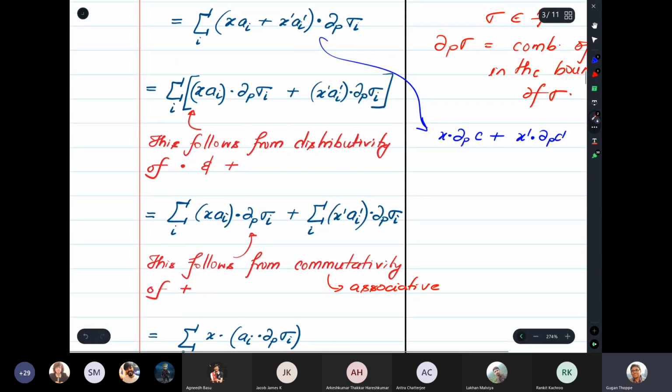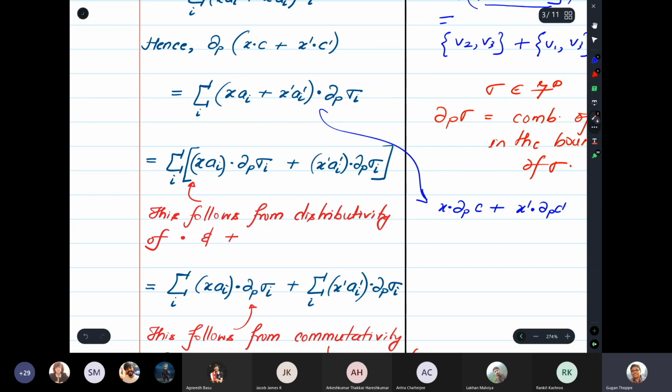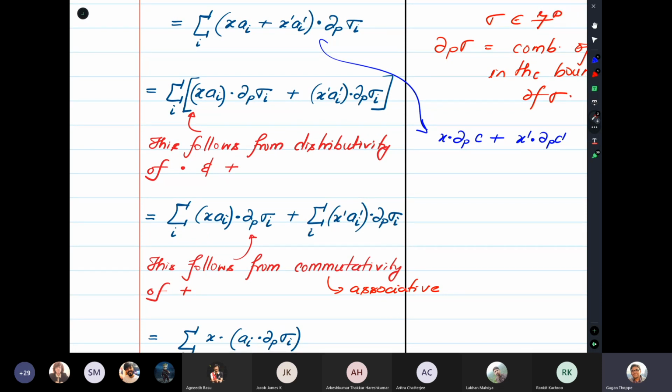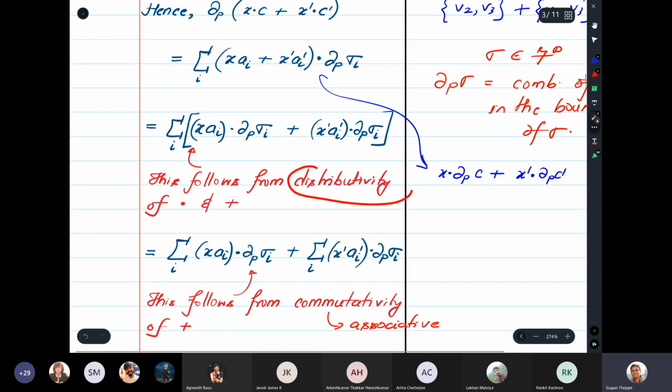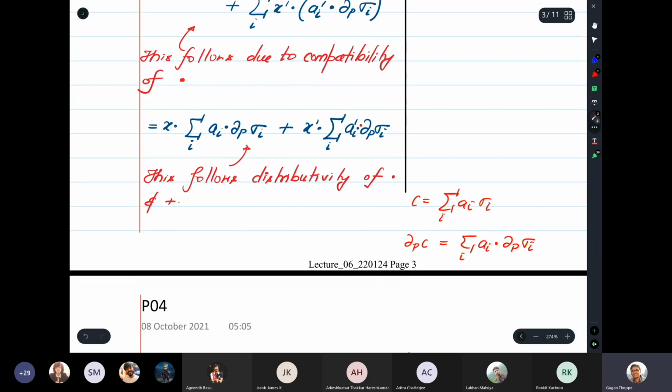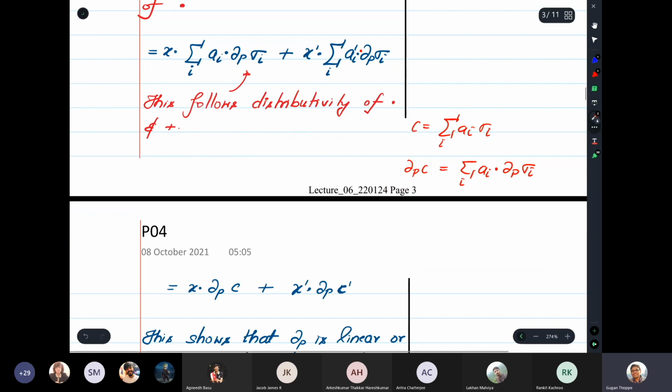I request you to verify it, but it is important that you understand why each of these properties make sense. We just don't define it for the fun of it, or just because somebody else is defining it. Each and every definition has some purpose, and we are fully utilizing that purpose over here. Is this okay? So I request you to go over it and make sure that you are able to appreciate what is happening in each of these steps.